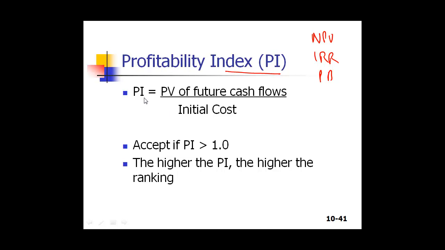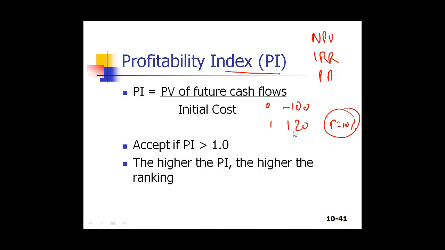The profitability index is the present value of future cash flows divided by the initial cost. So on a project, if you invest 100 at year 0, and then 1 year later, at year 1, you get 120, and the discount rate is 10%, what is the profitability index here? Approximately, without using a calculator.